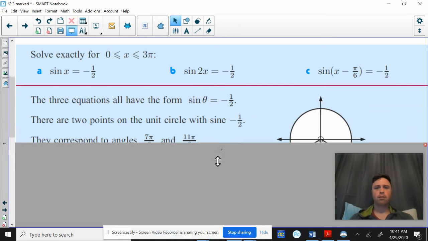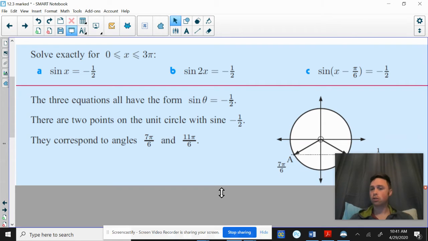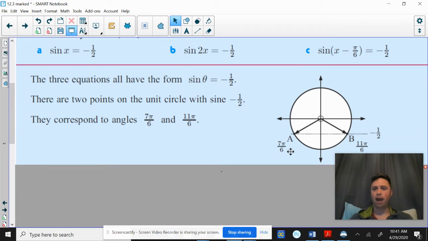We ought to be able to, at this point, just based on the unit circle, remember I posted the link to the values from the unit circle that you know. So this first equation, the sine of x is equal to negative a half. Really what that's saying is that the y coordinates on the unit circle are negative 1/2. So that corresponds to these two angles, 7 pi over 6 and 11 pi over 6. For that first equation, those are going to be the only solutions that we have.